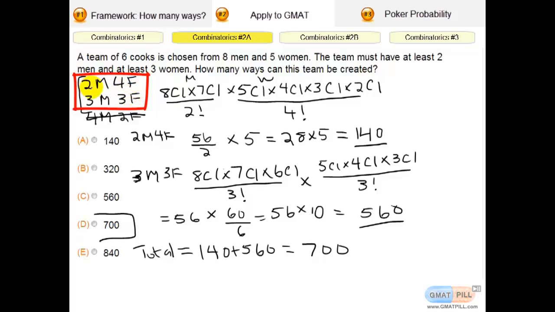And then within the combination of 2 men and 4 females, you're picking out of the 8 men twice, and out of the 5 women, you have to pick 4 times. That's for this part. Then for the second part, out of the 8 men, you choose 3 times, and then out of the 5 women, you choose 3 times. So those 2 combined will get you the final answer.